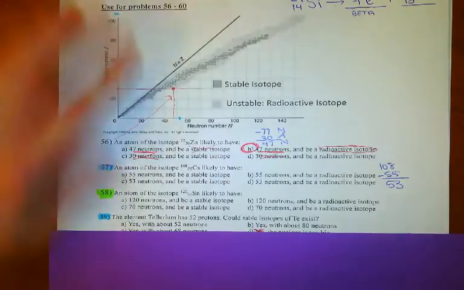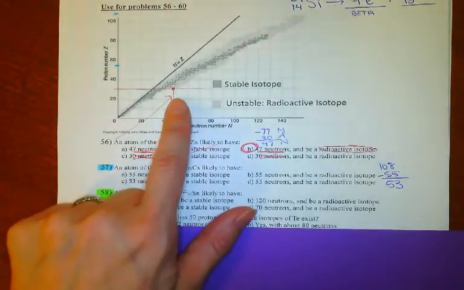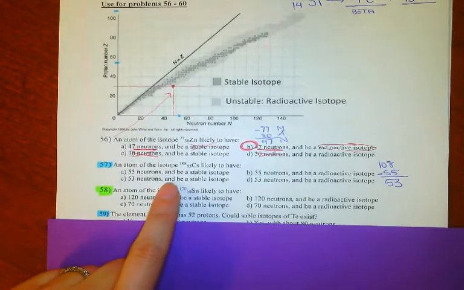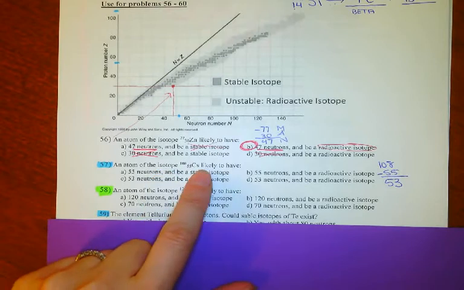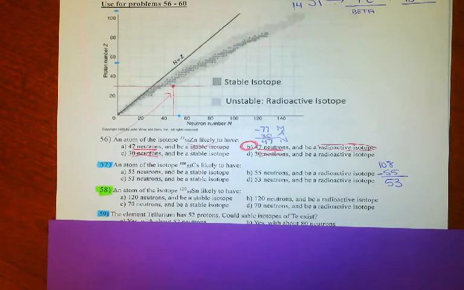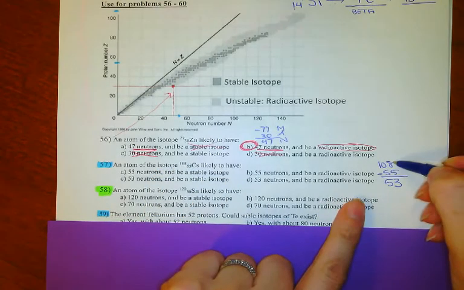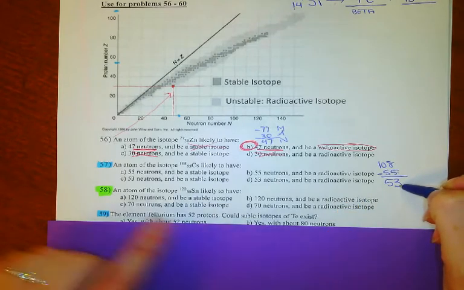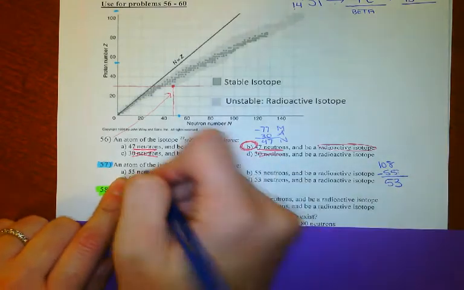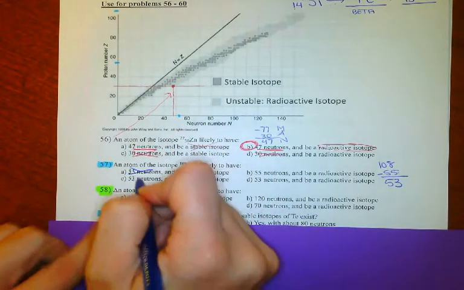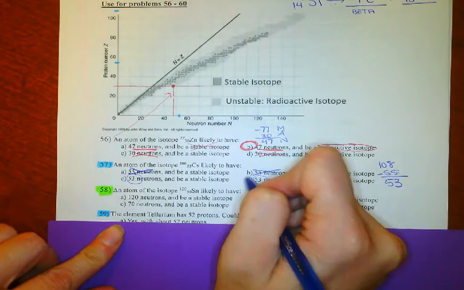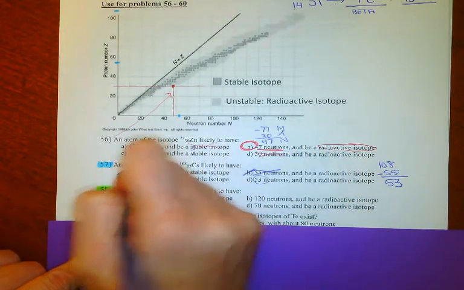Okay, you're going to need this graph. This is how I graphed the point for 56. For 57, we're going to say an isotope of cesium-108 is likely to have. All right? So I did mass minus atomic equals neutrons. Right? So first thing I can say is it will not have 55 neutrons. It's going to have 53 neutrons, not 55, 53. So I already know that A and B are wrong.